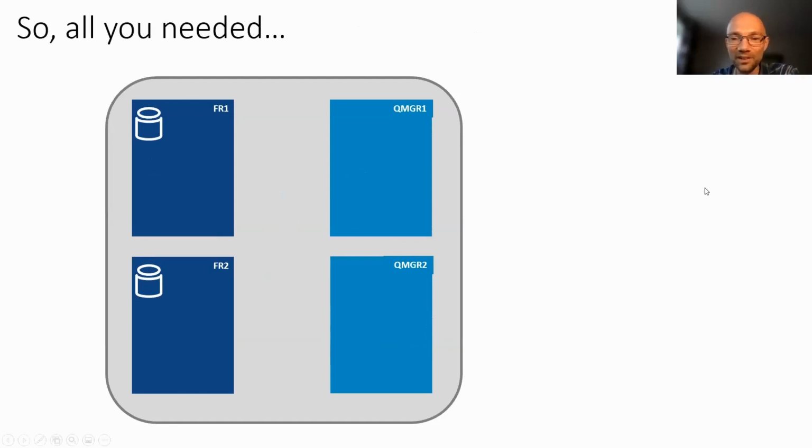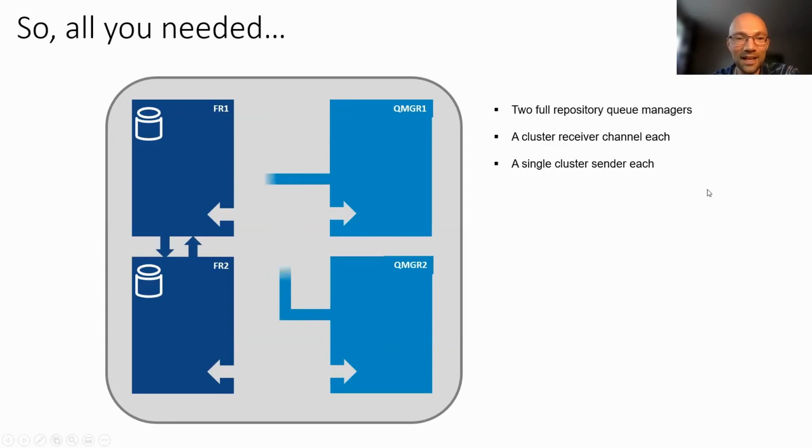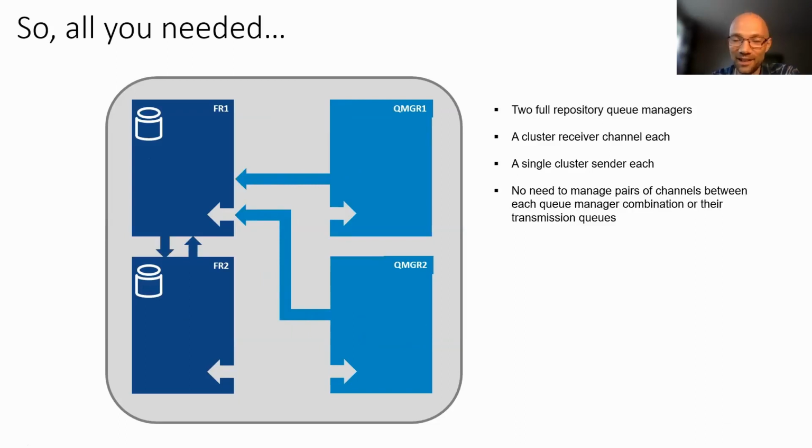So, just to recap, all you needed is two full repository queue managers for your cluster, a cluster receiver channel definition on each queue manager in the cluster, a cluster sender channel definition for each queue manager in the cluster, and that's it, essentially. You don't need to create pairs of channels between each of the queue managers in the cluster for them to be able to talk to each other. You don't need to start your channels manually, because MQ does that as well, and you didn't need to create any remote queue definitions or transmission queues for the messaging to happen between two different queue managers in the cluster. So it does make your life easier in terms of administration and the number of objects that you have to define.